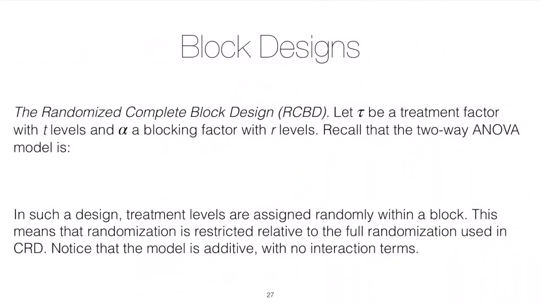So let's just remind ourselves of the two-way ANOVA model and couch it in terms of the randomized complete block design. So suppose we have a treatment factor tau, it has t levels, and a blocking factor alpha with r levels. Then the two-way ANOVA model will be y_ij, so that's the value of the response at the ith level of tau and the jth level of alpha. And that should be equal to the grand mean plus tau_i plus alpha_j plus epsilon_ij.